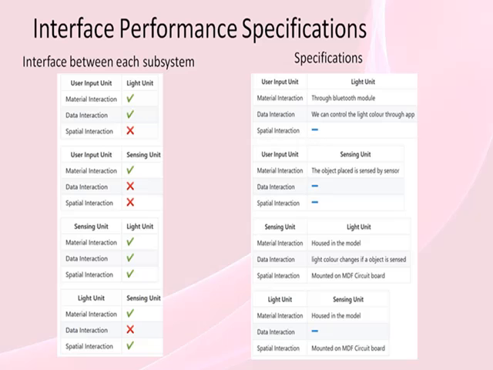So, coming towards the interface performance specifications. Here we get to know about the interface between each subsystem and its specification. So I would like to explain one example. Firstly, we take 2 units, that is the user input unit and the other one is a function in our project, which can be considered as one unit, like the light unit. So material interaction and data interaction require the light unit, and it is not required for spatial interaction.